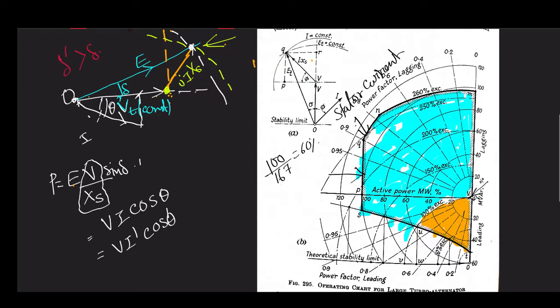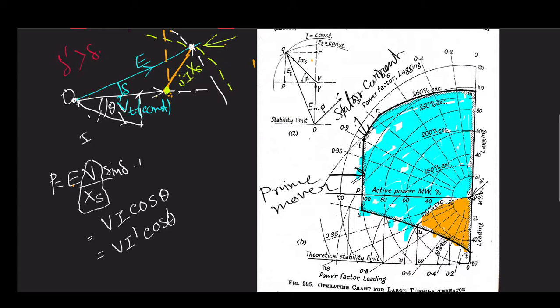This side is due to the prime mover. If you want more power, the prime mover will say, boss, find a new one, I won't be able to give you more power. So this is the vertical line that the prime mover will give.